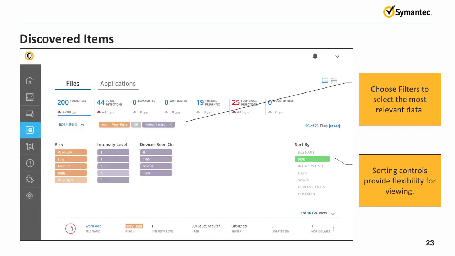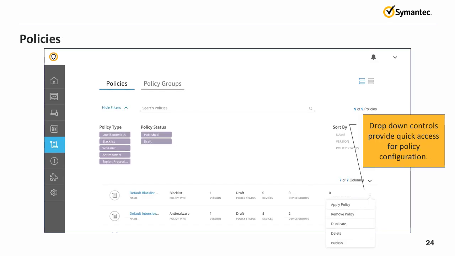The Discovered Items page provides a listing of all binary files from all devices that generate intensive level protection events. Like most other pages in Security Cloud, multiple filter settings can be selected and combined with sorting options to quickly narrow down and reveal the most relevant data in an environment. The Policies page is the location to create and configure the primary security policy configurations used in the solution.